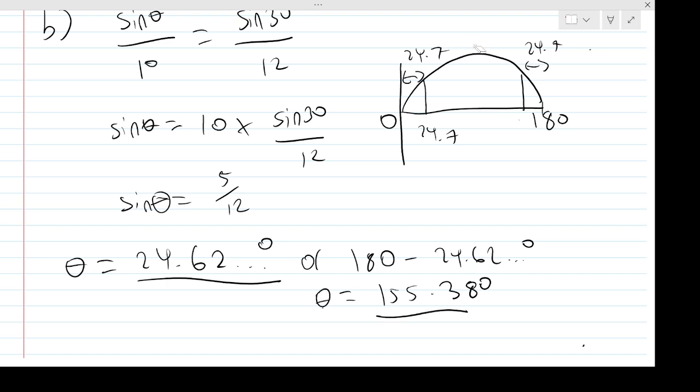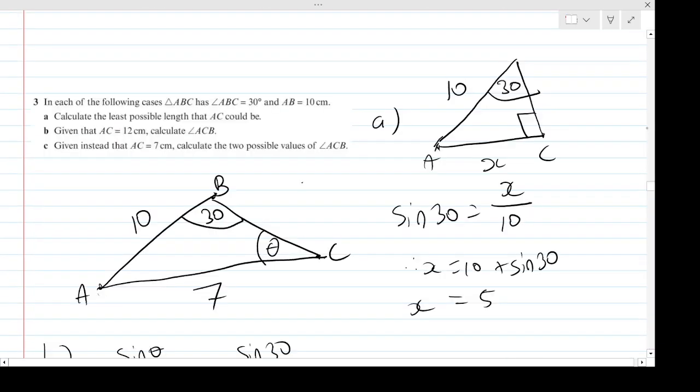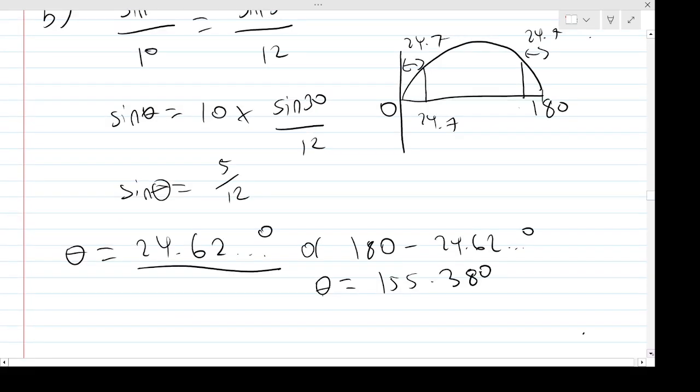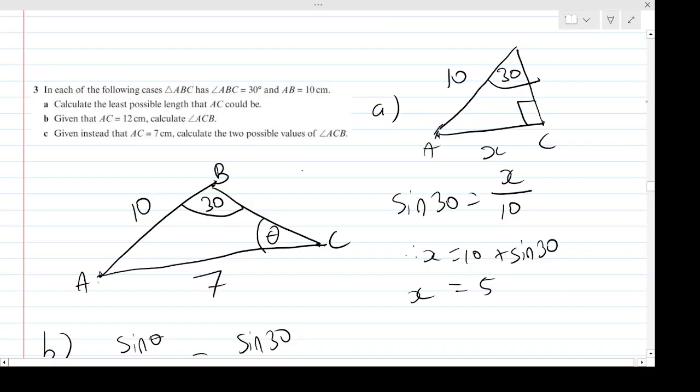But again, I need to check this one, if this one makes sense. So to do that, let's consider our angles. We know in this triangle we had 30 and the angle theta, which is here 155.38. Let's add them and see what happens. So we have 155.38, add the angle 30. If I do that calculation, I get 185.38 degrees.